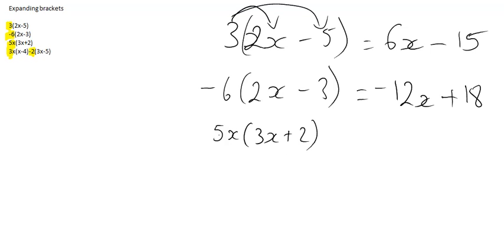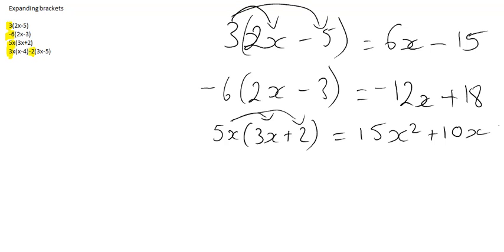Now if I do 5 times 3, that gives me 15. And an x times an x, well that is x squared. So if I multiply 5x by 3x, I get 15x squared. If I multiply 5x by 2, that gives me 10x, and I've expanded that.